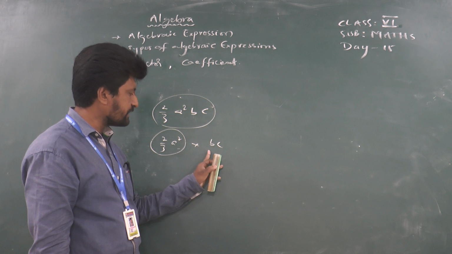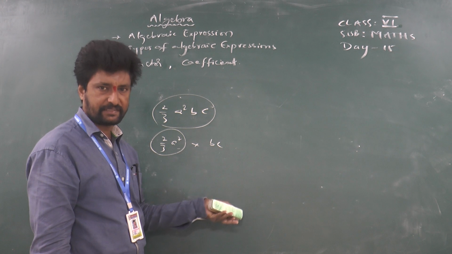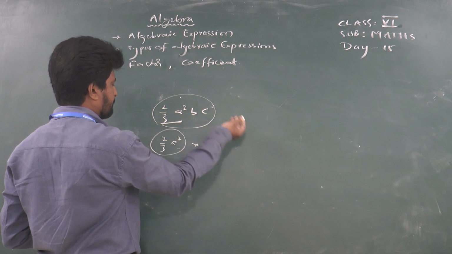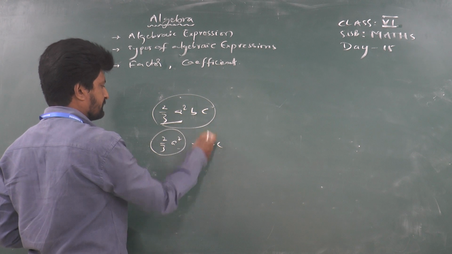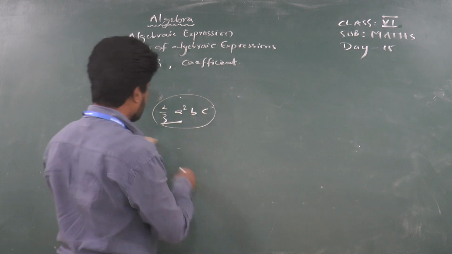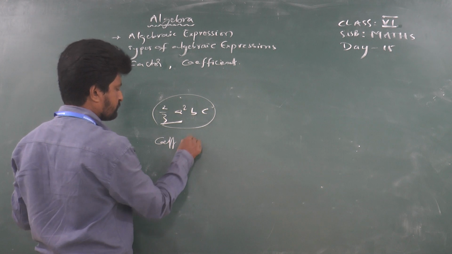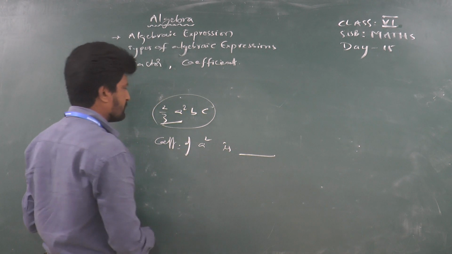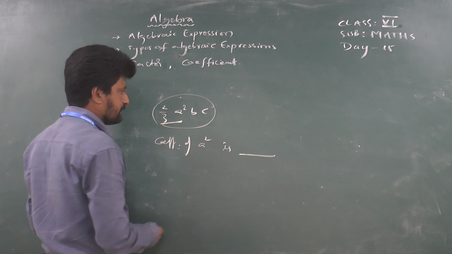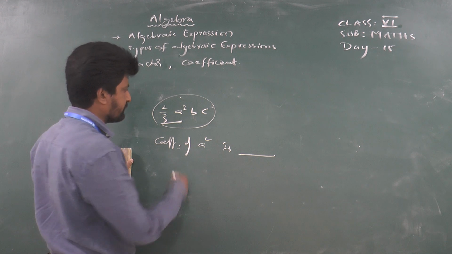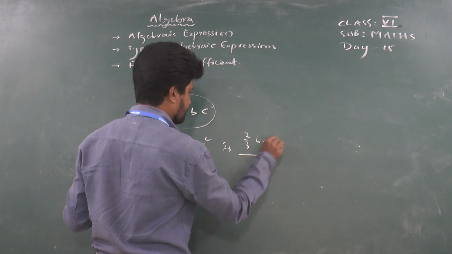That means the coefficient of the product that is obtained by the other factors. Whenever we are taking 2 by 3 a square, except this, the remaining product is BC. For that BC, this is what we call the coefficient. Similarly, the coefficient of a square, I want. The coefficient of a square is what? Except a square, the product formed by the other factors is 2 by 3 BC.